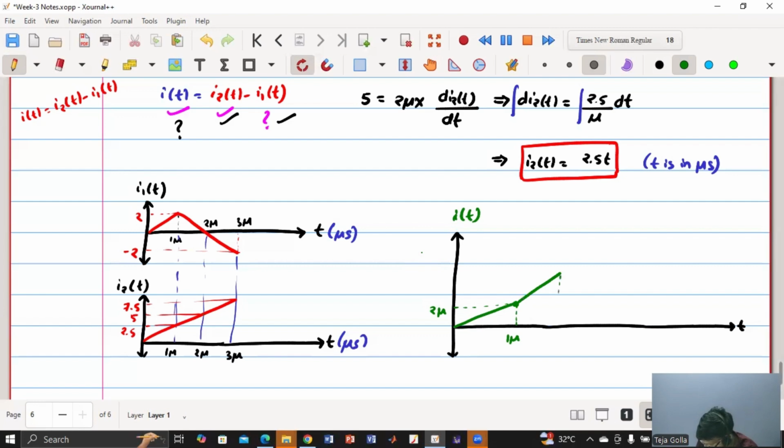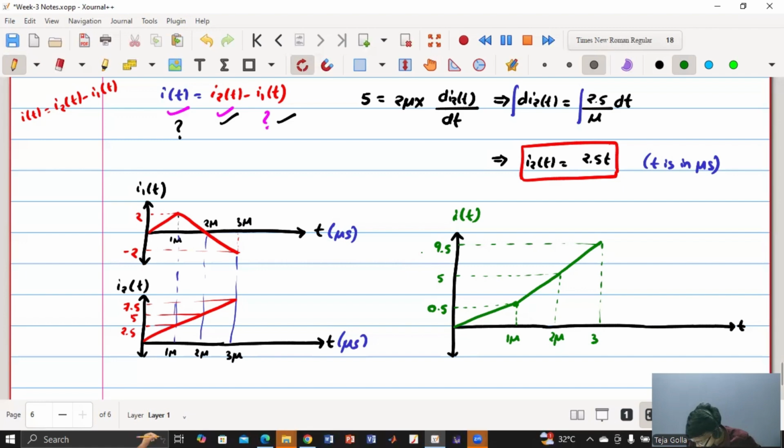So at 2 micro, we have the value 5. And sorry, this is not 2 micro. This is 0.5 because 2.5 minus 2. And at 3 micro, we have 7.5 minus minus 2, which is 9.5. So it increases to the value 9.5. Got it? How I have solved for this?